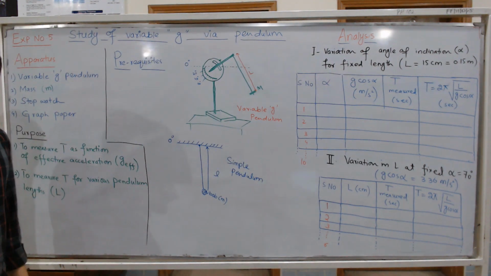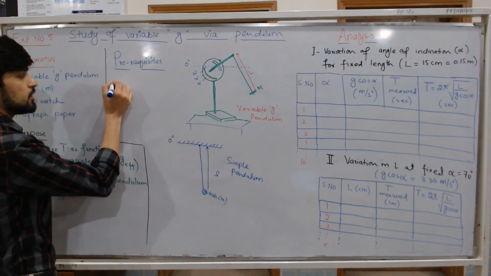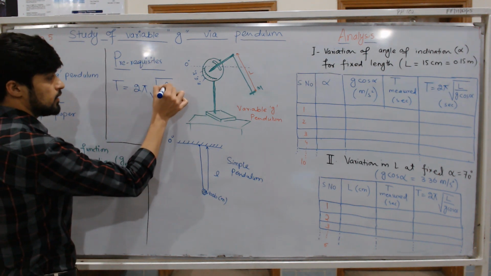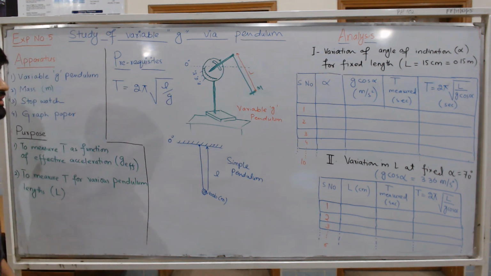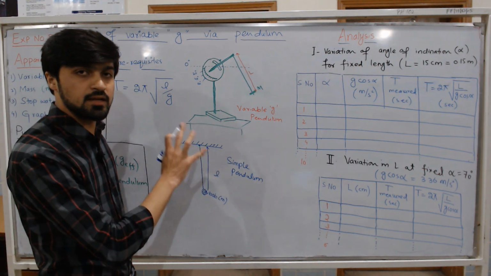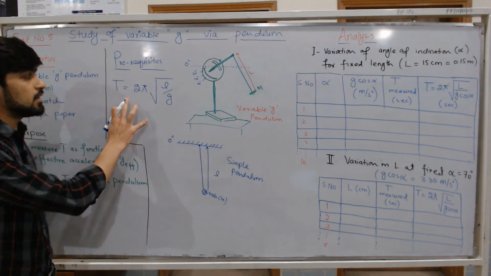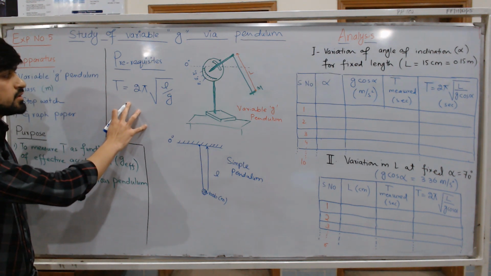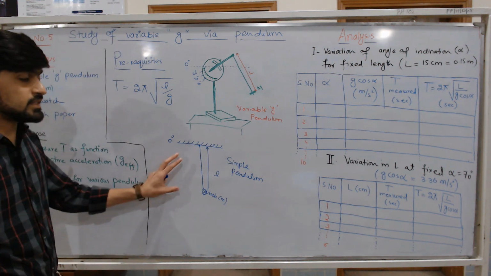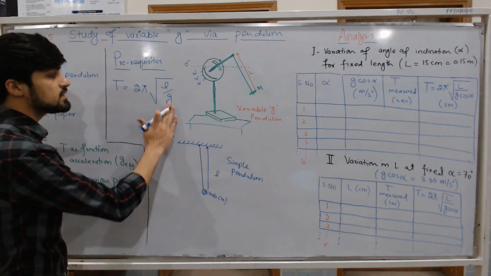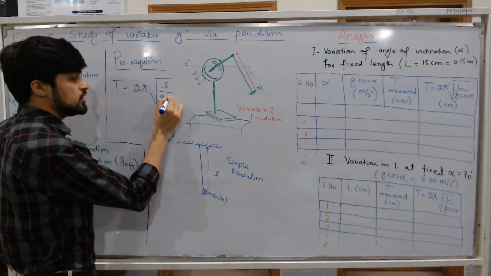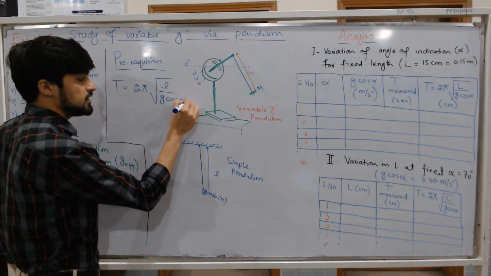Now we will need to discuss some prerequisites. We know that the time period of the simple pendulum is 2 pi under root L by g. From our previous knowledge, the time period of a simple pendulum, or the time required for a single oscillation, can be calculated via this relation: T is equal to 2 pi under root L by g. Now normally for the simple pendulum case, this g is actually g cos alpha, or cos theta.